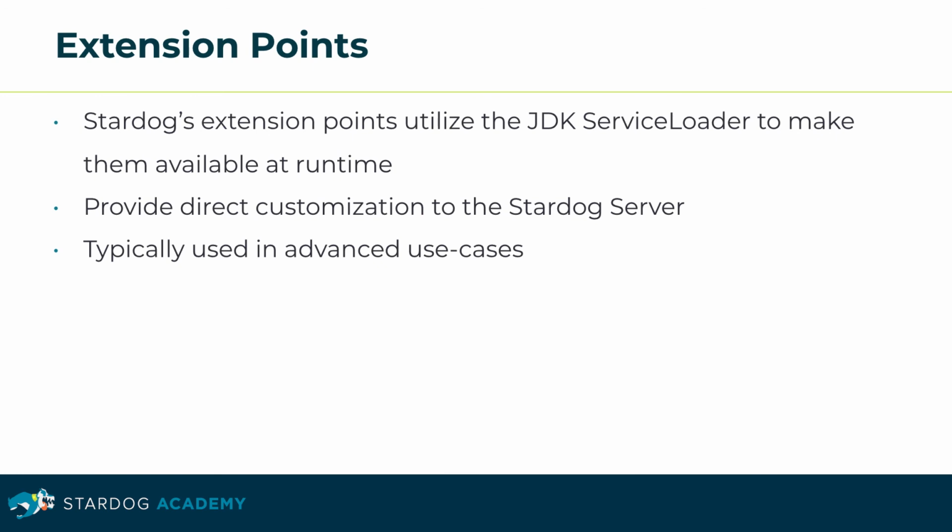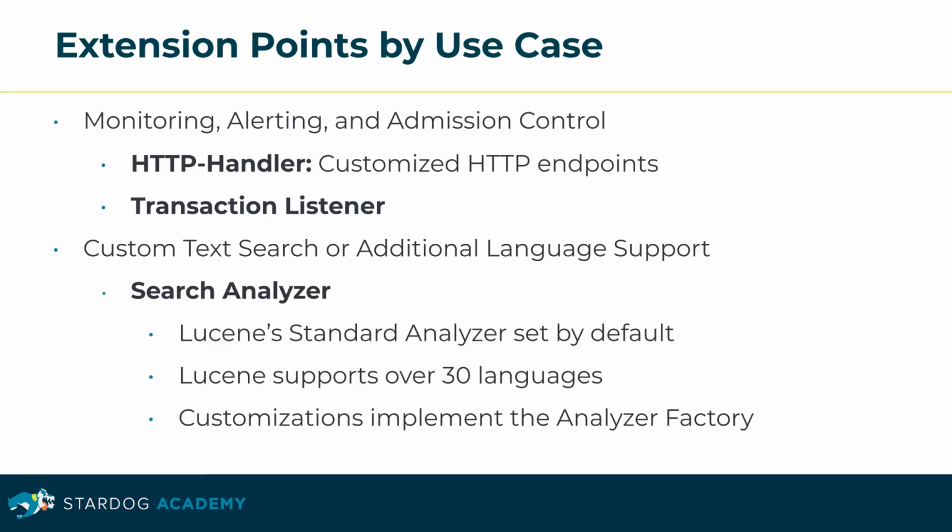These extension points are things that you'd have to build a jar file for, and that'll get loaded into the Stardog Server using the JDK ServiceLoader, which will make your code part of the Stardog Server's runtime. The biggest caveat on these sets of features is that they're typically for advanced use cases, and you'd want your extensions to be rock solid, because if your extension has a bug in it and it crashes the JVM, well, you've just crashed your server. So there's a few that we have available here.